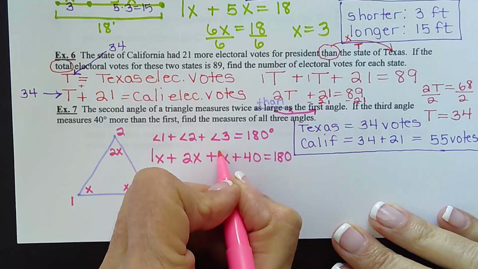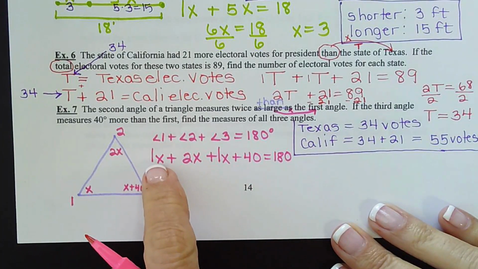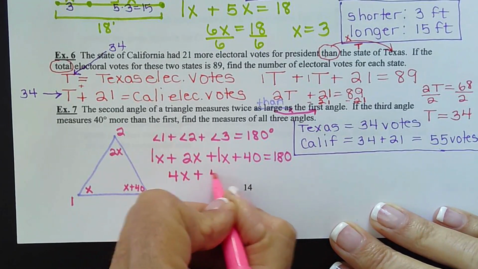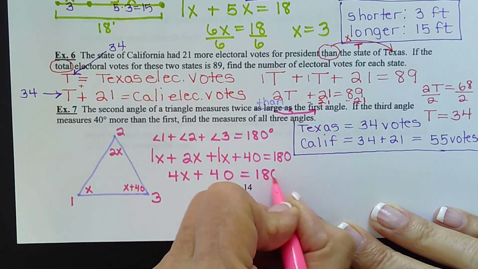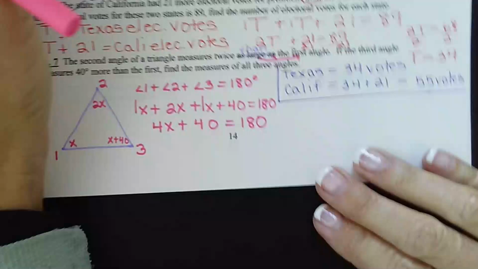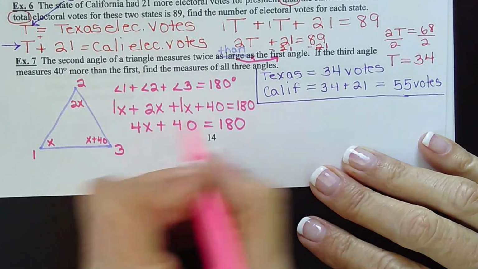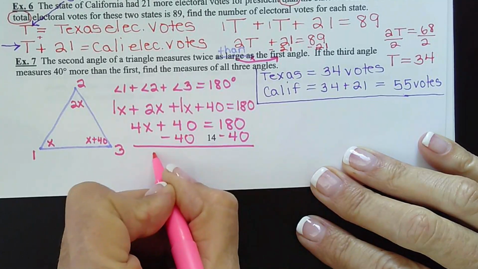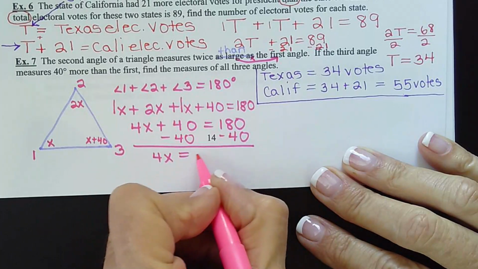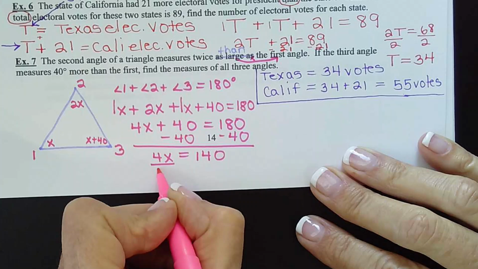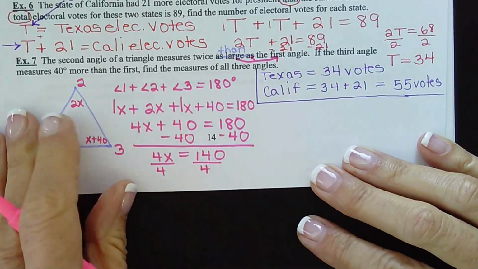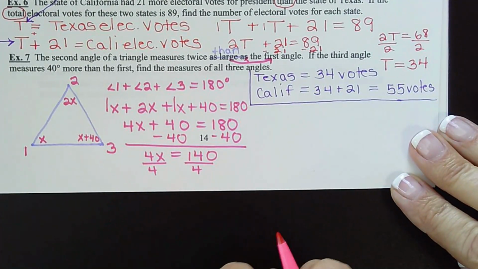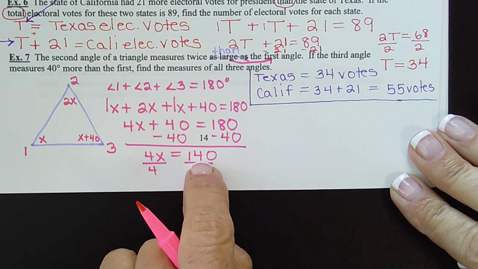So put ones in front of your x's to help you with combining like terms. So 4x's plus 40 equals 180. And then we have our x's already on the left, so move anything without an x to the right, and we get 4x equals 140. Divide by 4, divide by 4. And do you all know that dividing by 4, you don't really need a calculator, you just cut the number in half twice. Cut it in half, 70.